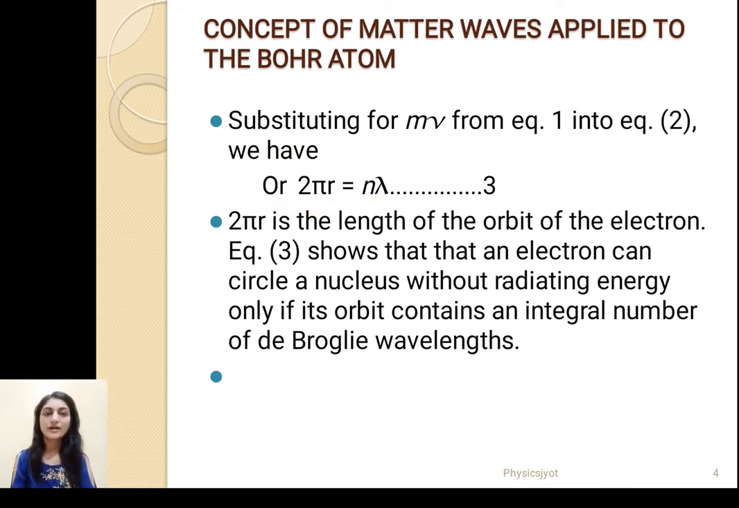What is 2 pi r? 2 pi r is the circumference, the length of the orbit of the electron, and equation 3 shows that an electron can circle a nucleus without radiating energy only if its orbit contains an integral number of de Broglie wavelengths. This 2 pi r is the length of the orbit of the electron, and n lambda is the integral multiple of the de Broglie wavelength. So we are applying the concept of matter waves to the Bohr atom.